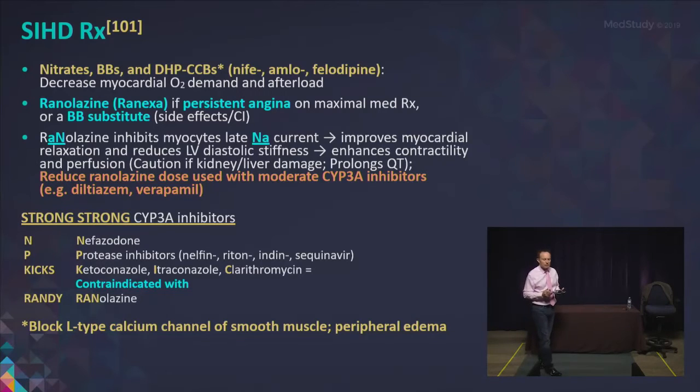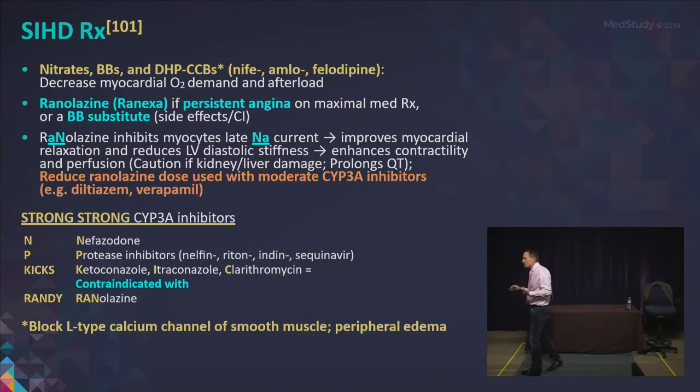And they're pretty effective. Now, ranolazine, or Ranexa, is the new kid on the block. So this is indicated now, per the guidelines, if you have persistent angina on maximal medical therapy or a beta blocker substitute. So if for some reason the person cannot take a beta blocker, the common ones I see are asthma or bad COPD, then Ranexa or ranolazine is indicated.